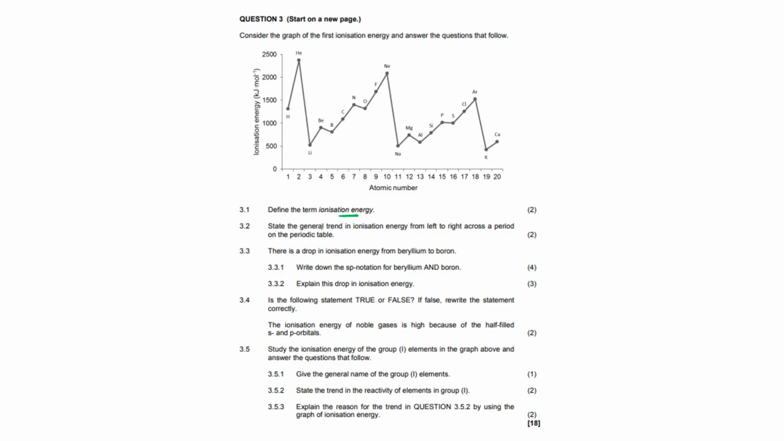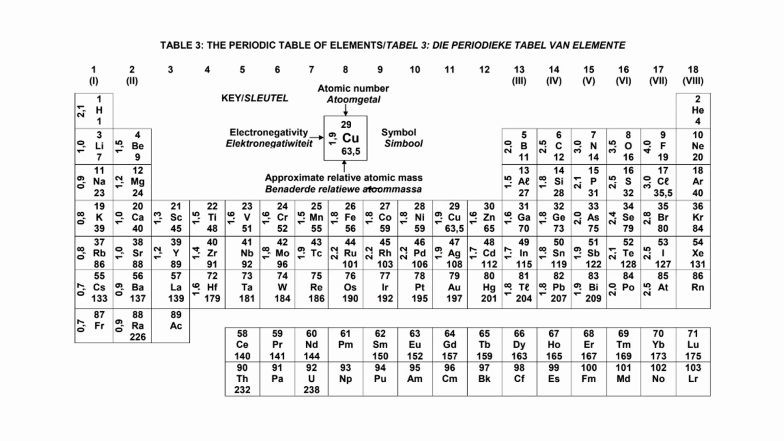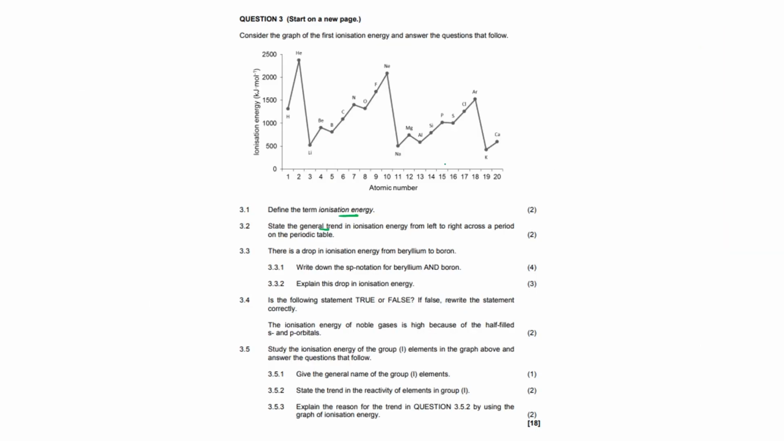3.2. State the general trend in ionization energy from the left to the right across a period on the periodic table. So, ionization energy from the left to the right on the periodic table. Ionization energy will increase from the left all the way to the right. So, you will write ionization energy increases from the left to the right.